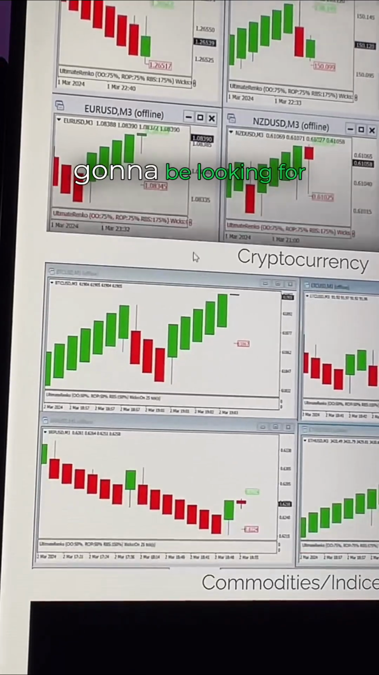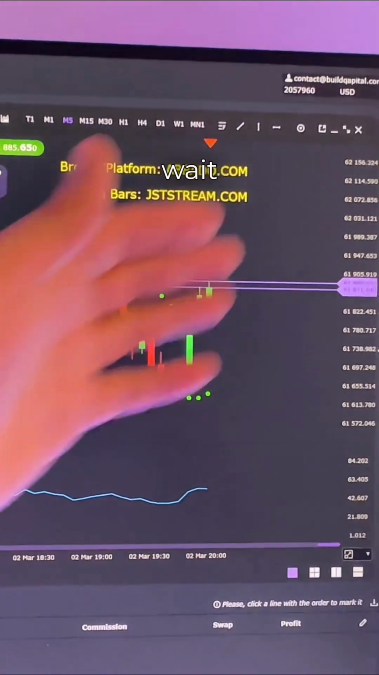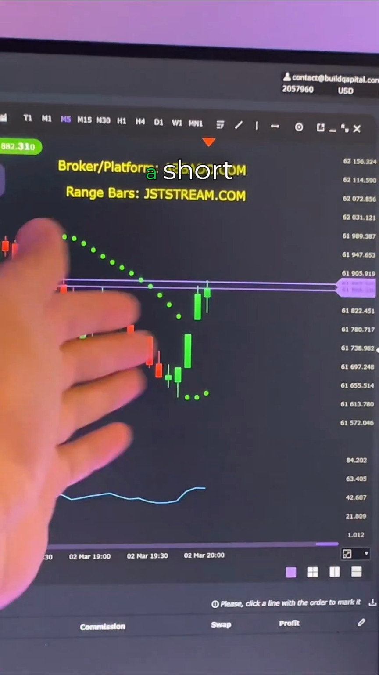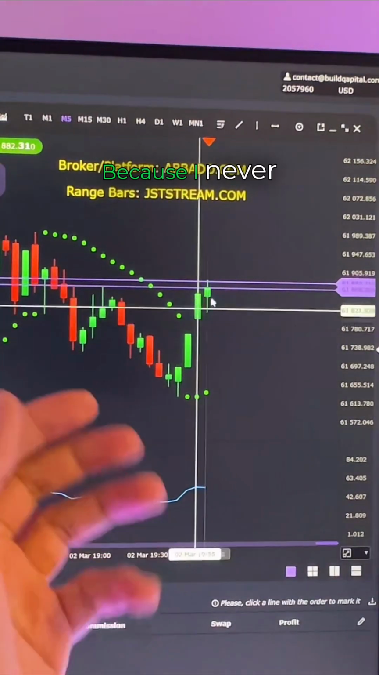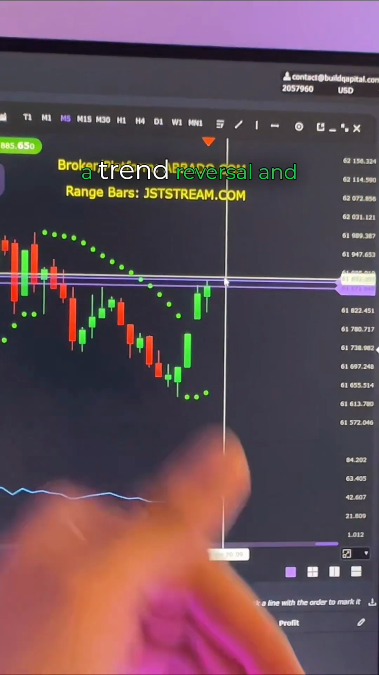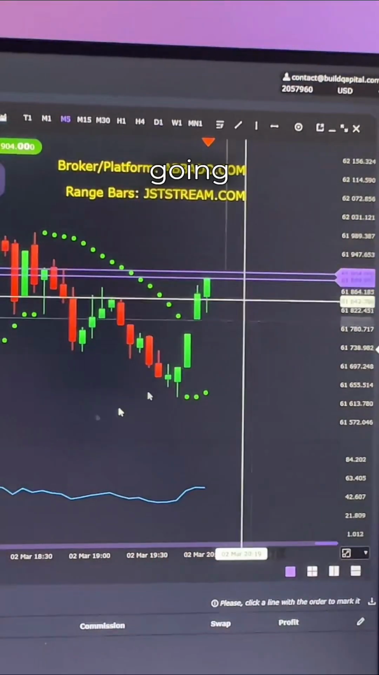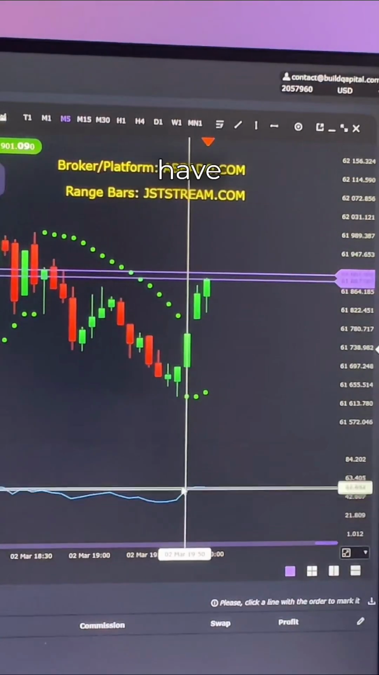Now the reason I'm gonna be looking for a sell trade, now everyone is probably wondering, wait, we're going up, why would you enter a short, why would you enter a sell trade? Because I never want to enter in the middle of a trend. I always wait for a trend reversal, and that's when I'm going to be entering. So, for example, let's see right here, we're starting to have a push up.